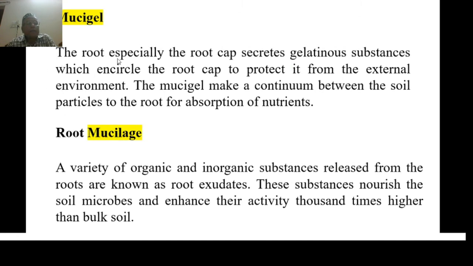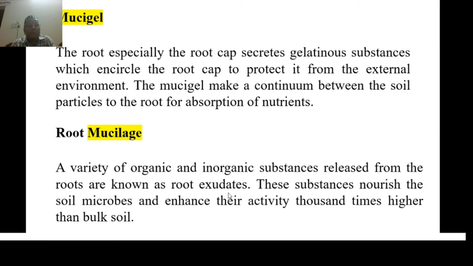Mucigel, we have already discussed. The main function of the mucigel is to make a continuum between the soil particles and the root for absorption of nutrients, to make a continuous structure so that nutrients and water can easily flow continuously. The root mucilage is a variety of organic and inorganic substances released by the root, which is known as root exudates.